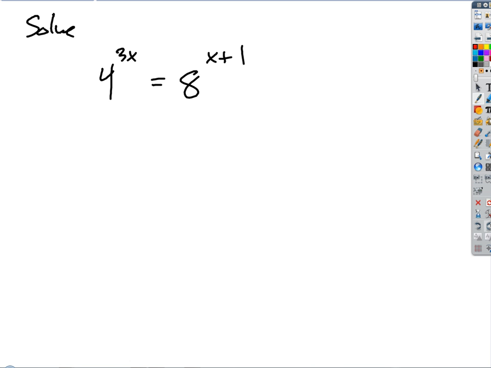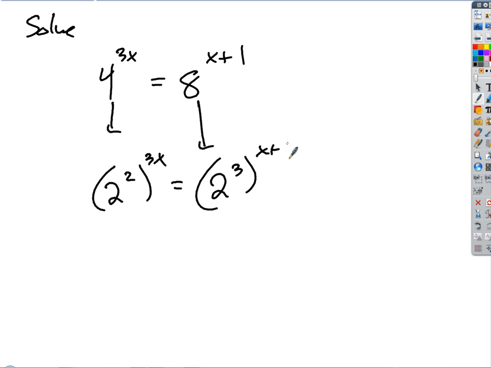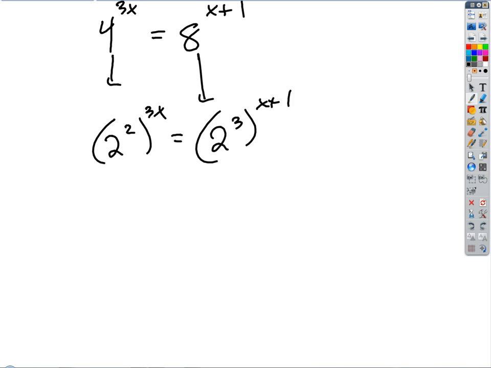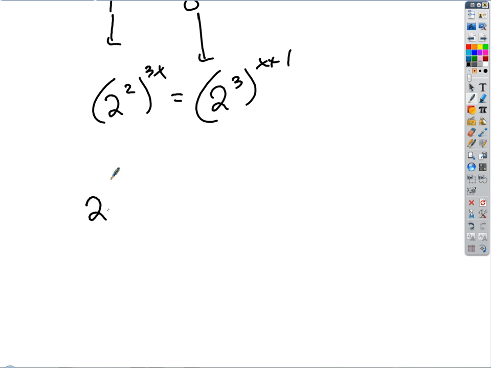2. I could write 4 as 2 squared, right? So this becomes 2 squared to the 3x, and 8 is 2 cubed, 2 cubed to the x plus 1, right? Now, what do we do if we take a power to a power? Multiply. Good. So this side just becomes 2 to the 2 times 3x, so 2 to the 6x, right? And on this side, we get 2 to the 3.